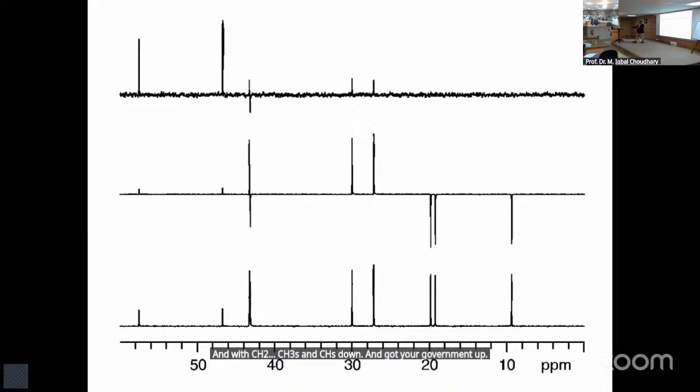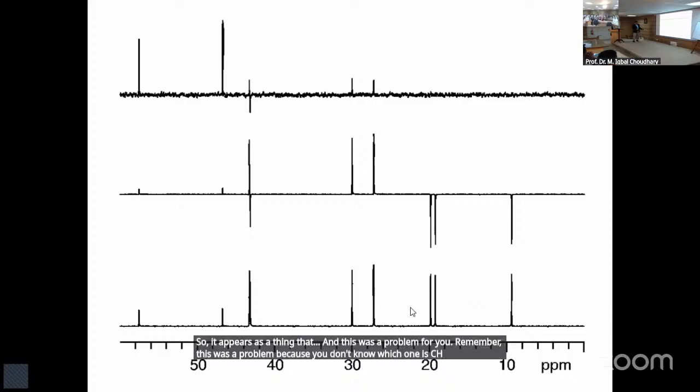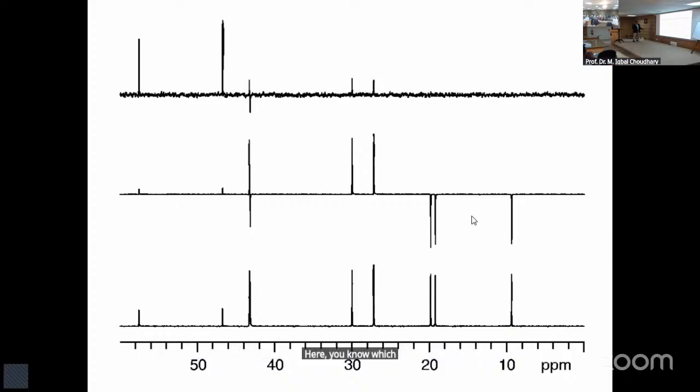They are decoupled spectra because you have done decoupling. After splitting them, you have recombined them, right? So it appears as a singlet. And this was a problem for you. Remember, this was a problem because you don't know which one is CH3 and CH2. Here you know which one is CH3, CH, CH2 and quaternary carbon. You solve it partly, not fully. You still have a problem of explaining.